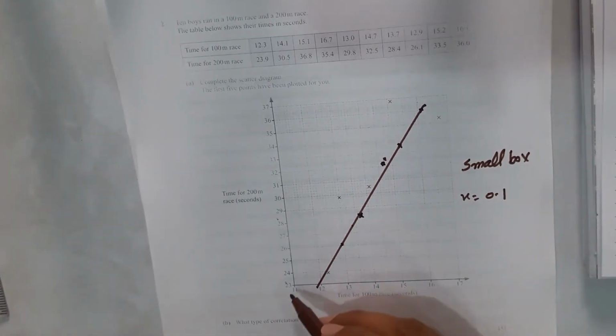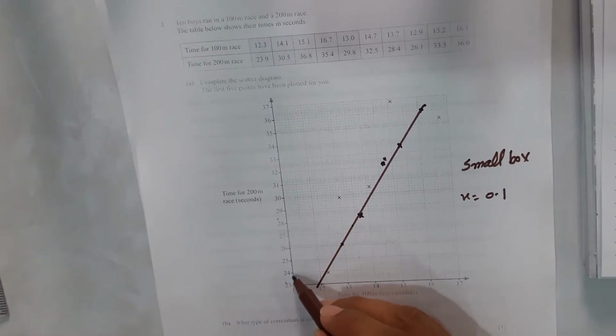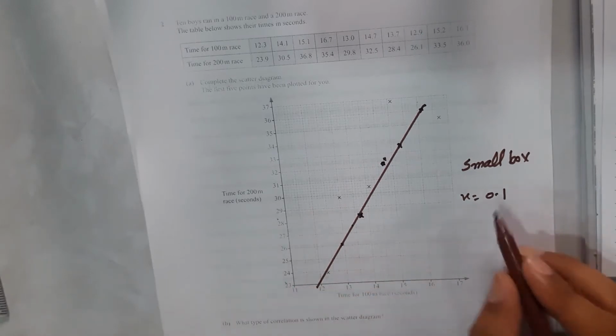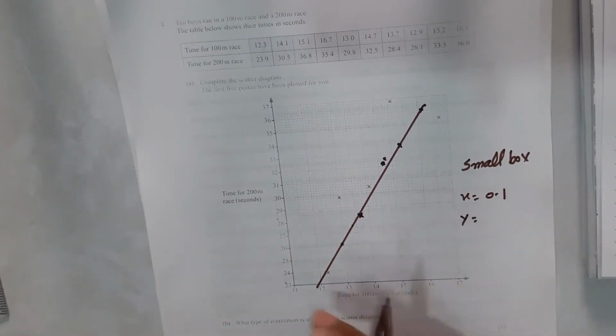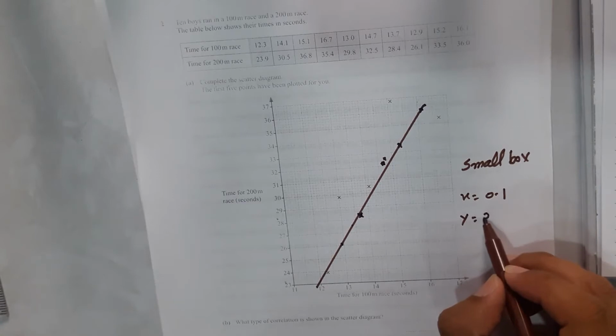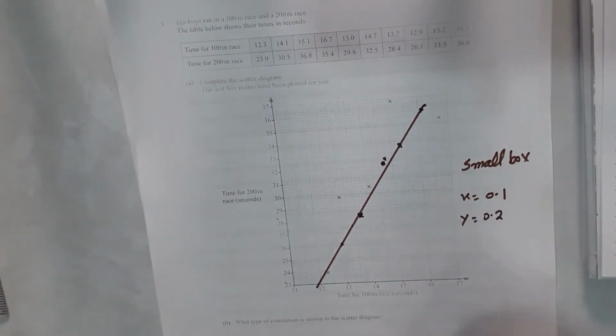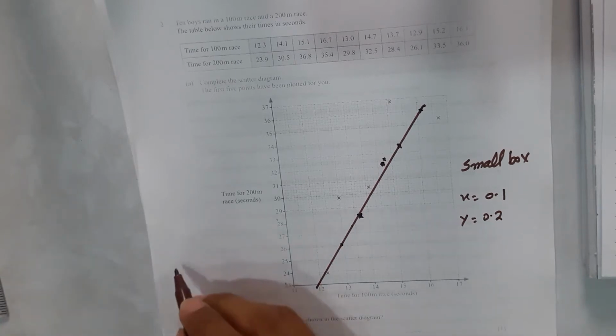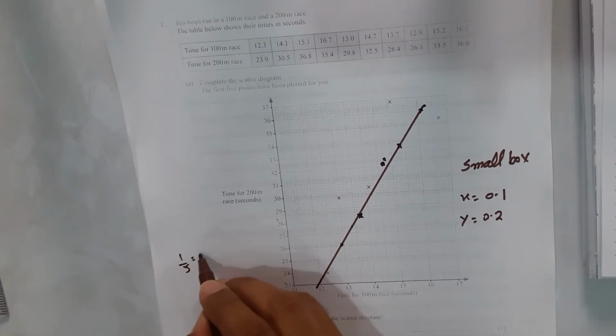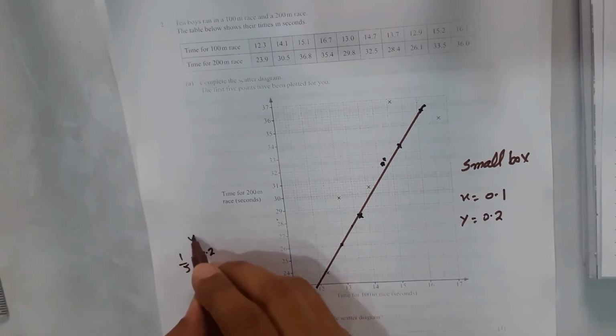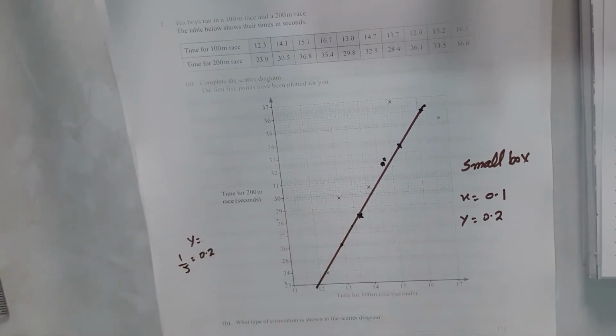So we have 5 smaller boxes on the y-axis. 5 smaller boxes represent 1. It means one box will represent 0.2, since 5 into 0.2 will become 1. You can also find it by 1 divided by 5, which is equal to 0.2. This is the value of one y box.